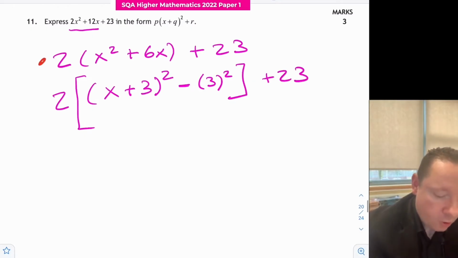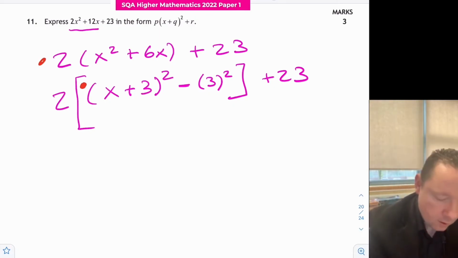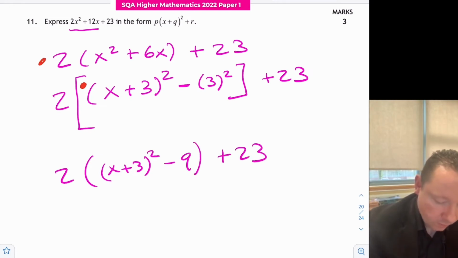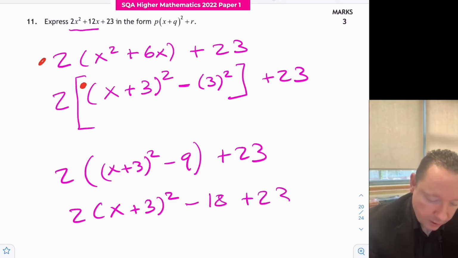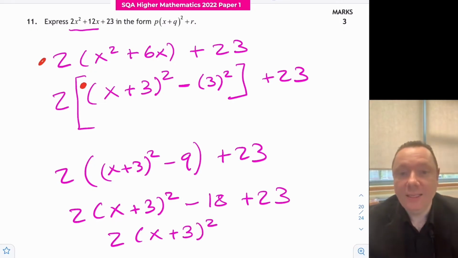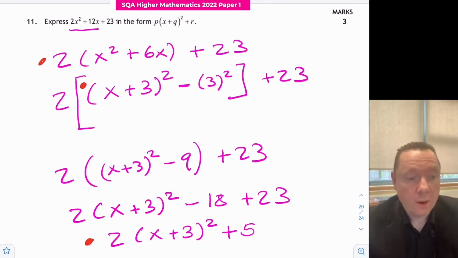So if you had written x plus 3 squared times 2, you would have got a mark there. We've got 2(x plus 3) squared minus 9 plus 23. 2 times 9 is 18, so minus 18 plus 23, which gives us a final answer of 2(x plus 3) squared. 23 take away 18 is 5, so plus 5. So if you follow your working through, you get your final mark there. So that's method 1, that's one way to do it.